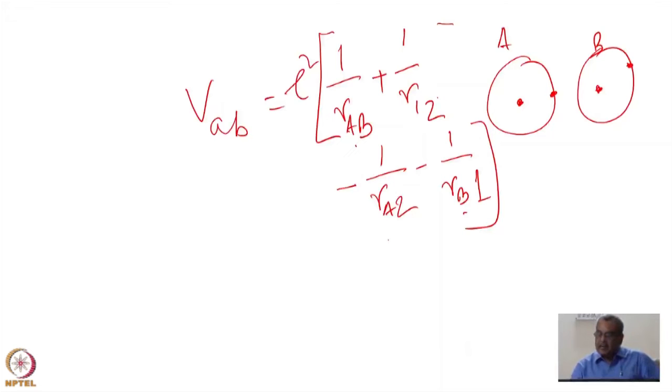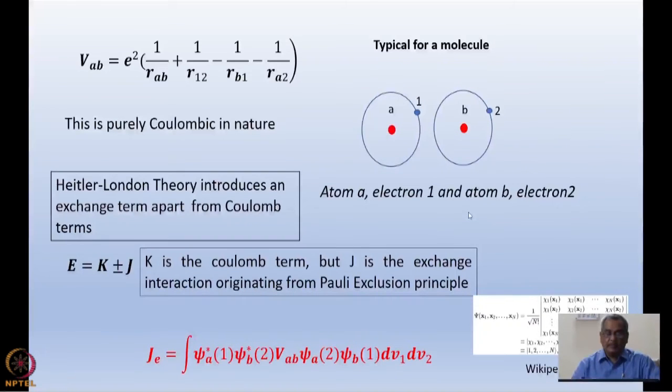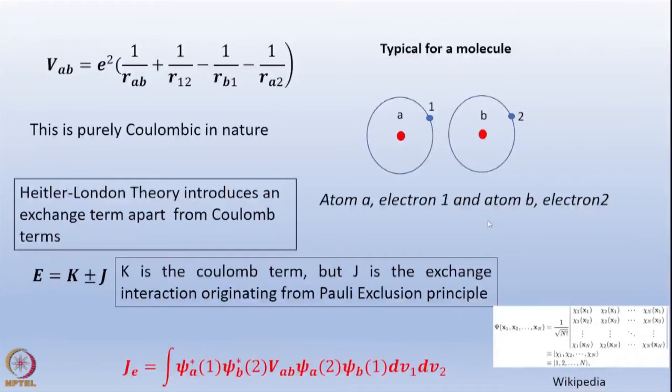Our J exchange is due to electron interaction, but not purely coulombic. It comes from exchange interaction. It comes from the exchange between electrons between the two. I can say it is due to the Pauli exclusion principle, that exchange of electrons between 1 and 2 gives me the exchange energy. So the coulombic term is there and the exchange term is there, and I have written down this exchange term.